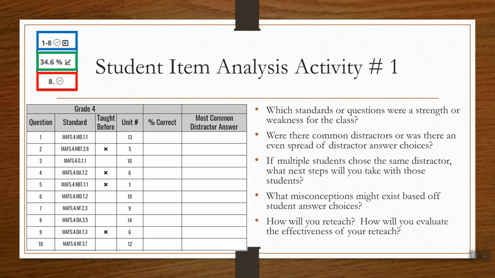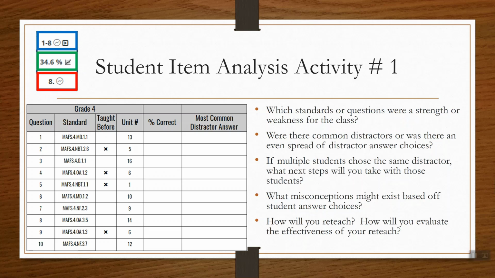The next question, were there common distractors or was there even a spread of distractor answer choices? An even spread of distractor responses basically shows the students didn't know the answer and they randomly guessed. A large portion of students choosing a distractor choice shows that the students were able to eliminate some options, but the student has a specific misconception.